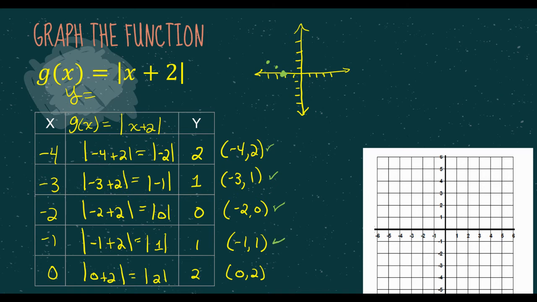Then the next one, negative 1, left 1, up 1. And the next one is 0, don't move, up 2. So that would be up here. So there's our graph. And they should be straight, V-shaped, with arrows on the end. Okay?